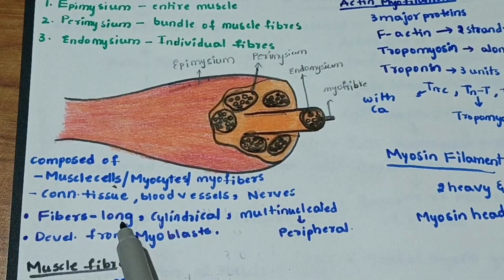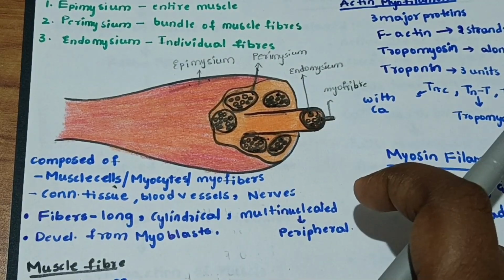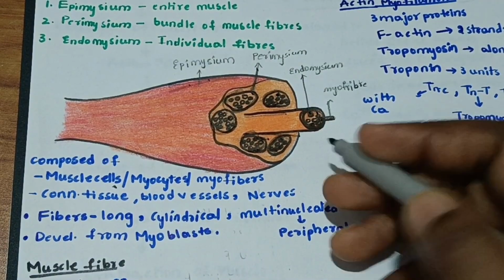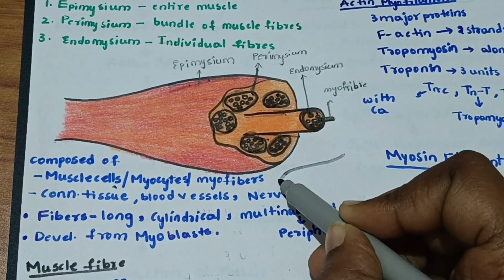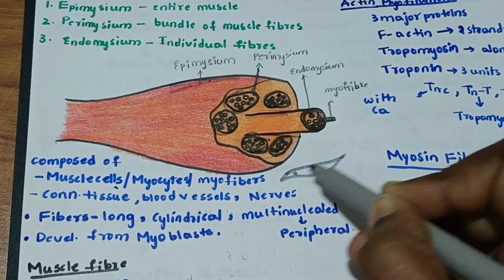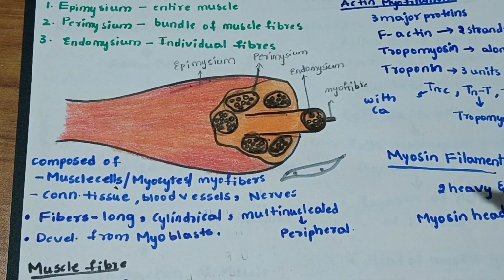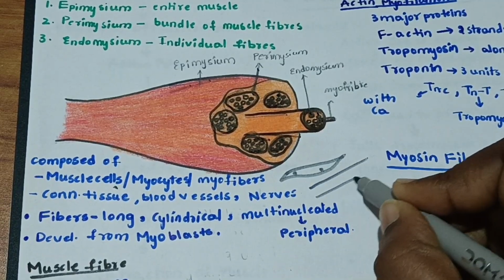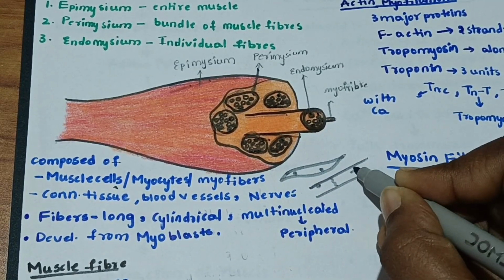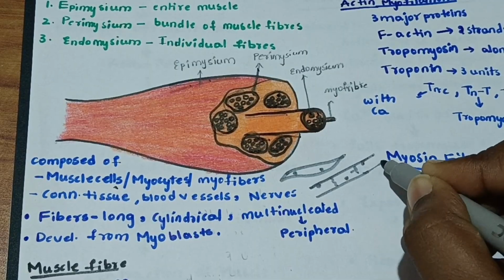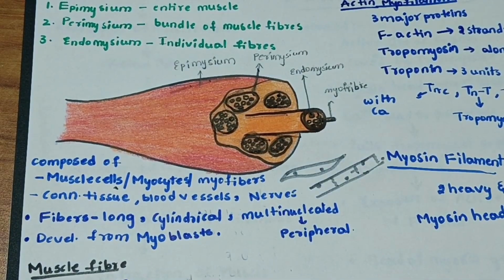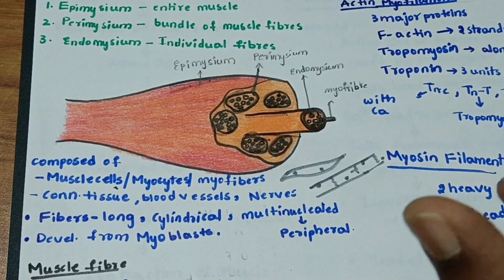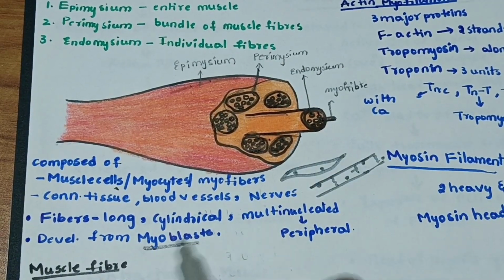The muscle fibers are long, cylindrical, and multinucleated. Like this, they are multinucleated. These nuclei are present peripherally. They are not centrally located, but they are peripherally located, like this. Yes, the muscle fibers are developed from myoblasts.